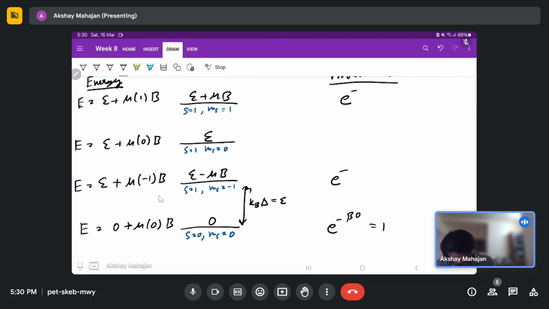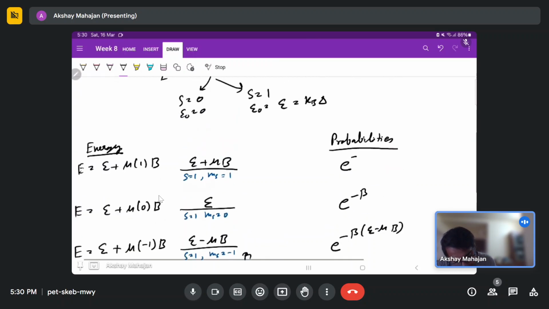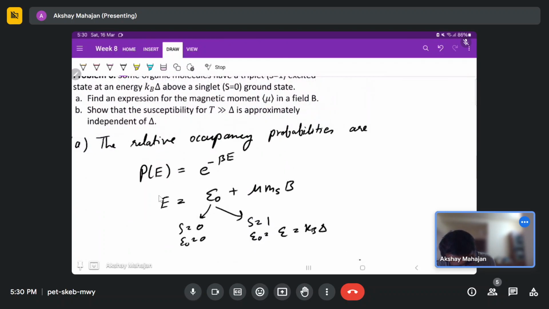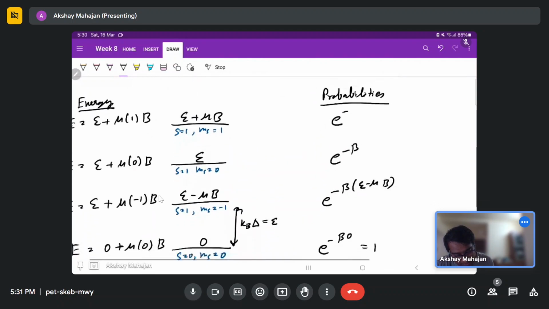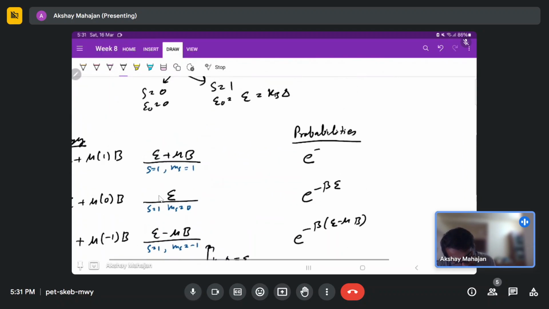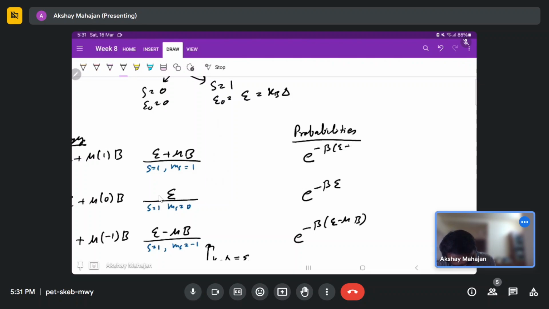This will be e to the power minus beta times (epsilon minus mu B). Let me just write here that beta is basically 1 by kBT. Sorry about that, I have written beta and 1 by kBT both. Then e to the power minus beta epsilon, and this will be e to the power minus beta (epsilon plus mu B). Alright, so these are the probabilities now.